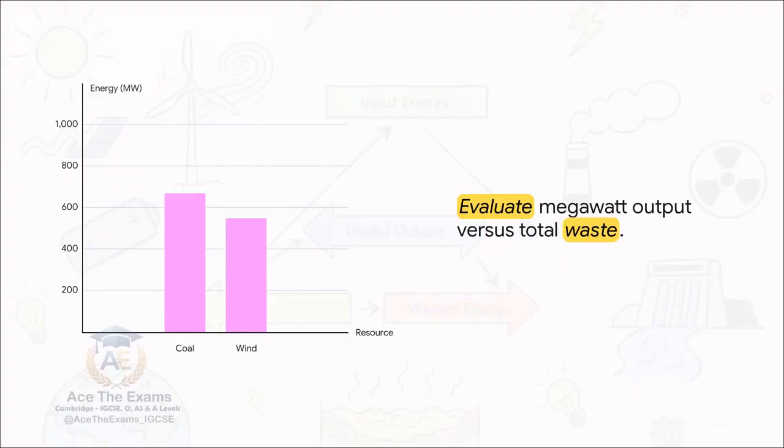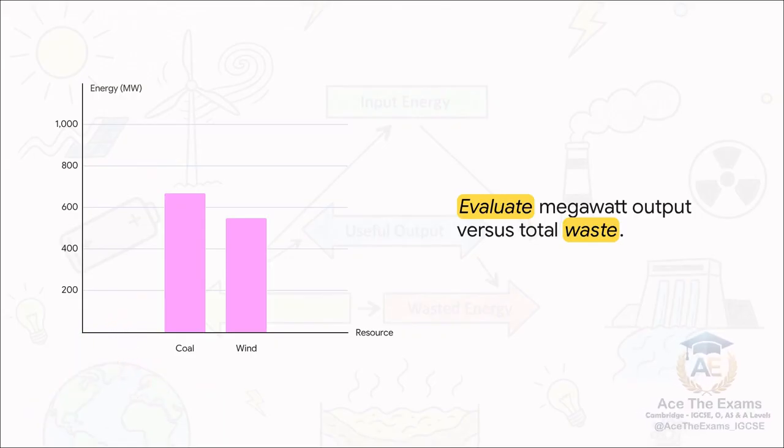Let's escalate the stakes even further with some harder data analysis. Here, we're comparing output versus wasted energy for coal versus wind. This isn't just about drawing arrows to scale anymore. This is about deep evaluation. When the exam throws a complex comparison like this at you, you've got to look way beyond the basic efficiency percentage and analyze the total megawatt output capacity versus the total waste.